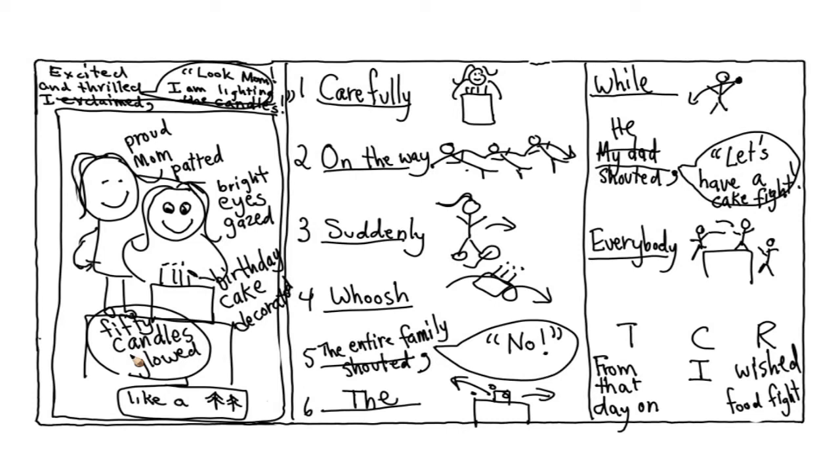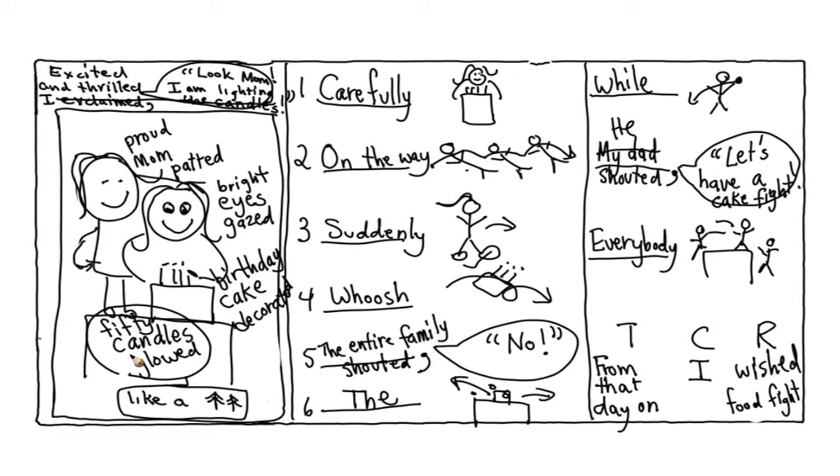Excited and thrilled, I exclaimed, "Look, Mom, I'm lighting Dad's candles on his cake all by myself." My proud mother patted me on my back as my bright eyes gazed at my dad's cake. 50 candles glowed on top of it, making it look like a forest fire was lit in our kitchen. Carefully, I picked up the cake and waltzed out to the dining room table in order to present it to my dad. On the way, I had to tiptoe over my cousins. Suddenly, I tripped over my shoelace. Whoosh! The cake went flying through the air.